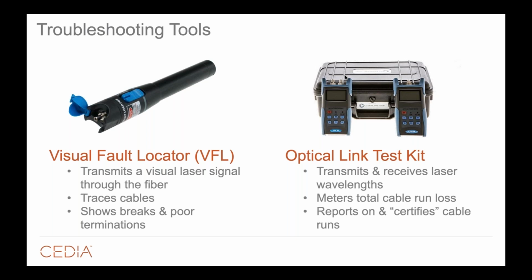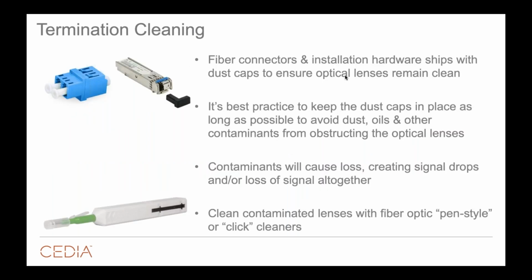We got a problem. What do we do? So this is where you're going to go back. You're going to use that VFL to check your connectors. You're going to use your meters to identify which run. Remember, duplex fiber, 2 pieces of fiber, 4 connectors. Where is my failure coming in?